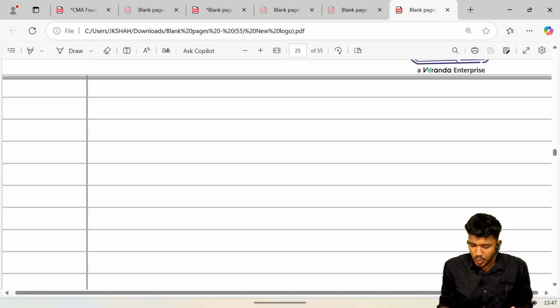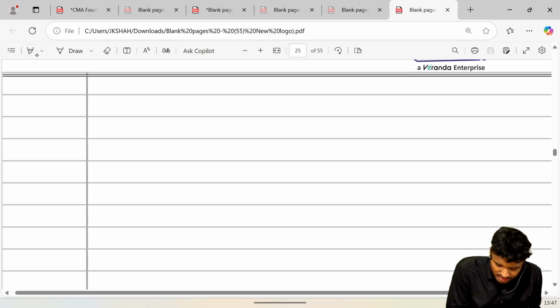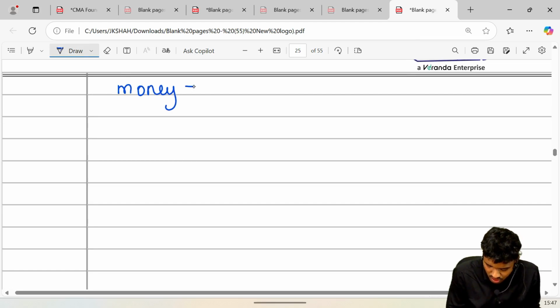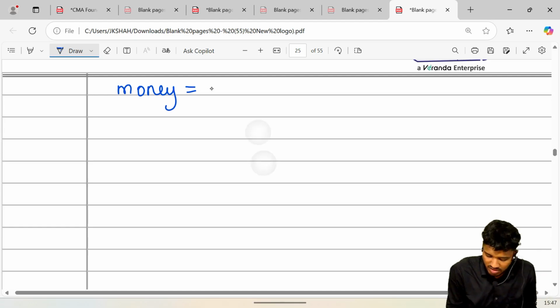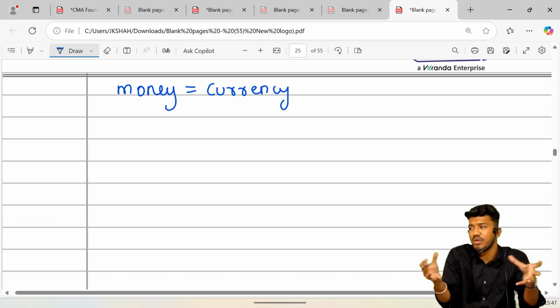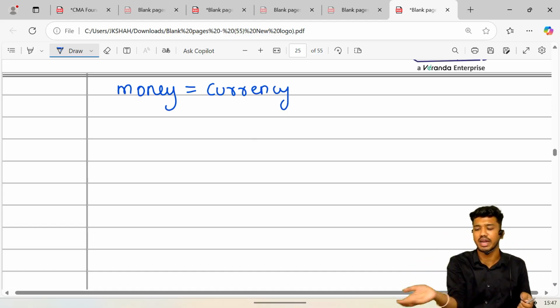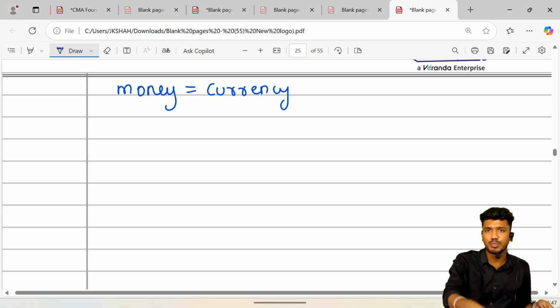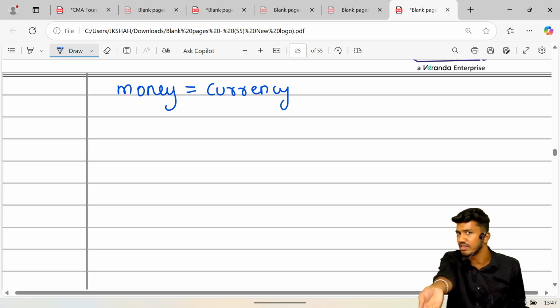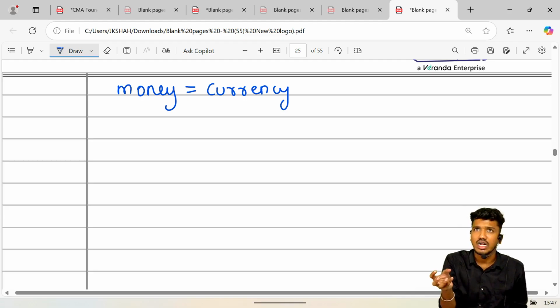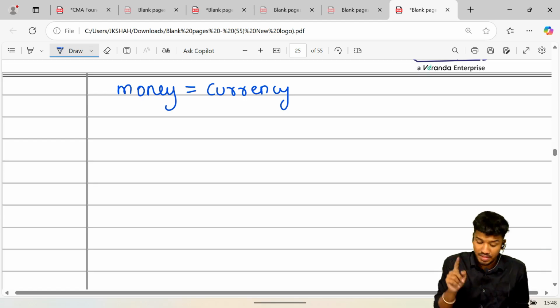Guys, tell me what is money? So previously, the money was nothing but primarily one thing called a currency. The most liquid form of money was currency. Having currency in my hand, having 500 rupees, having 2000 rupees, having 1000 rupees. It is the most basic form of definition for me as currency.